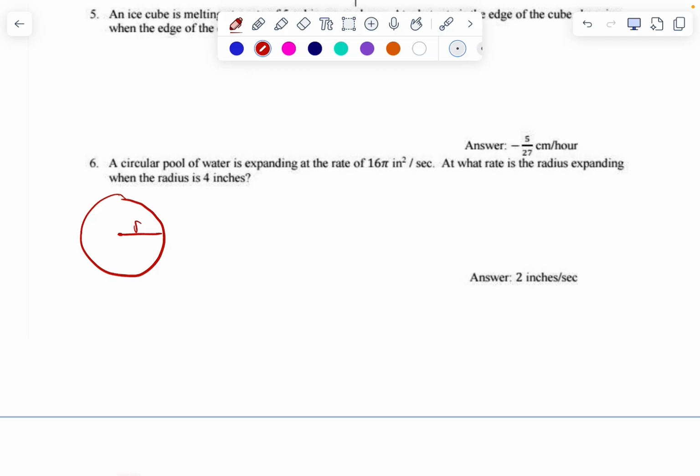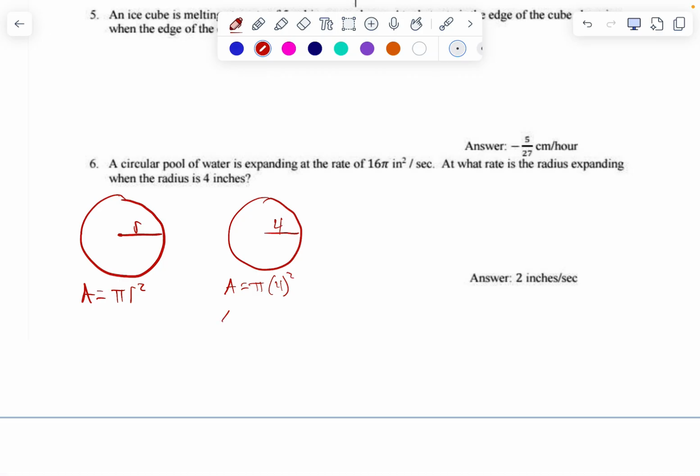Guys, on these, the generic and the specific pictures don't really change that much because we're only dealing with one dimension, which is the radius. So I want you to get in the habit of doing it, but these don't necessarily need it. Of course, we're dealing with the area of a circle in this one, which is pi r squared. So over here on the specific picture, pi times 4 squared. I'm just going to leave it as 16 pi for now.